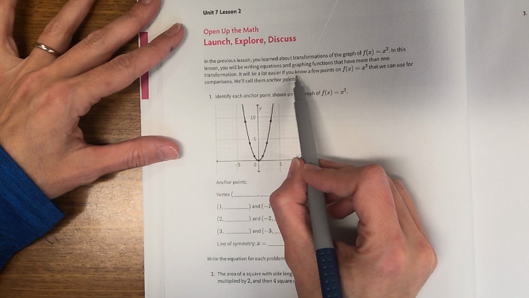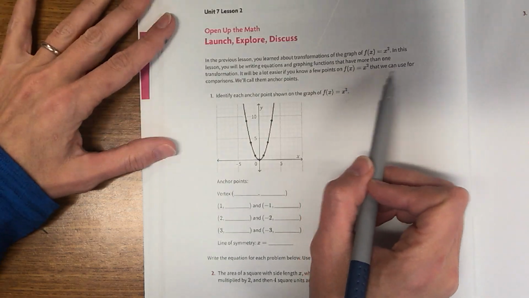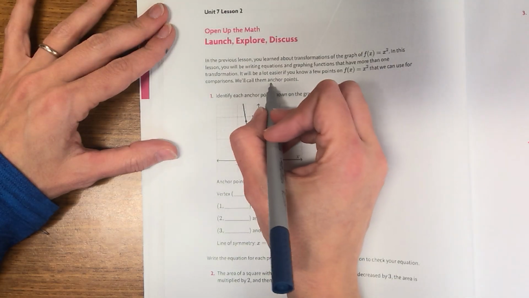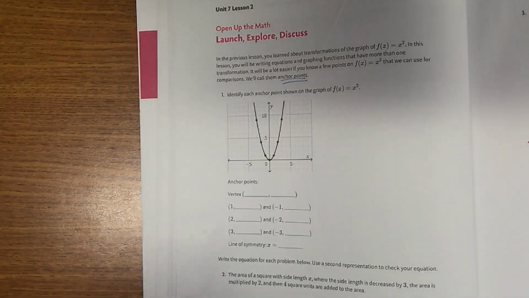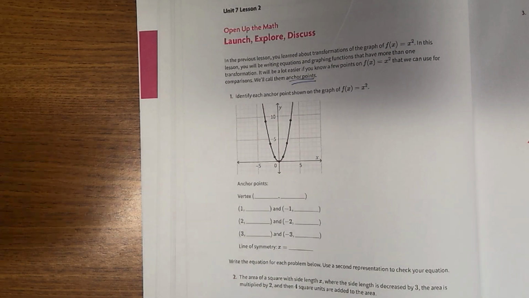It's going to be a lot easier if you know the points really well on f of x equals x squared, so we can use them for comparison. We're going to call them anchor points. Okay, this is what we're going to be comparing to. How does this graph look? How can we compare it? That's the idea today. So we know this graph. We made a bunch of them yesterday.